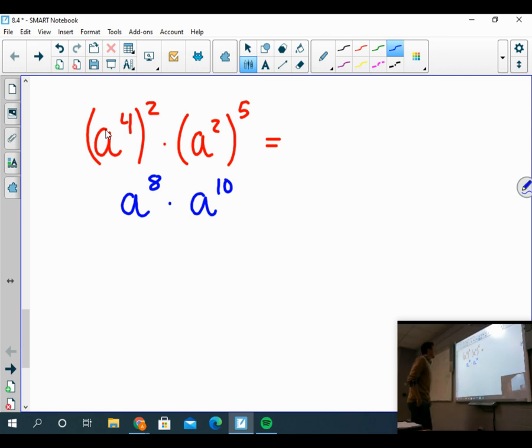So how can I simplify a to the 8th times a to the 10th? Well, we've already learned this. If you aren't sure why this happens, check out the 8.3 video. We have like bases multiplied together, and so we can add the exponents. And I end up with a to the 18th power.